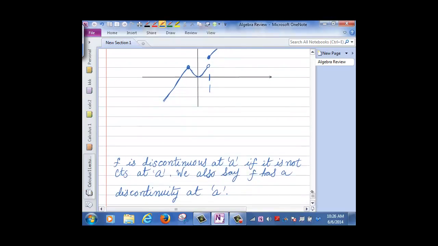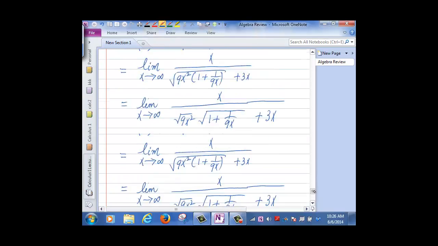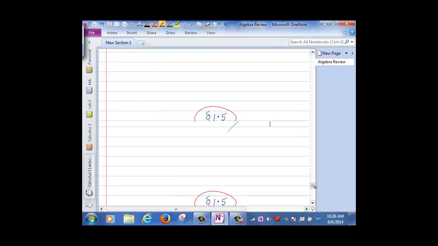But sometimes you might have infinite discontinuity. That is, you have a vertical asymptote, right? So we have seen many examples of vertical asymptotes before. Let me see if I can pull out one of them.